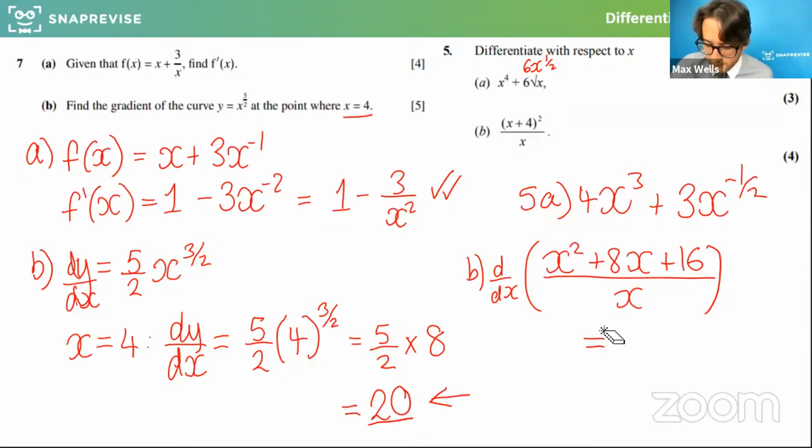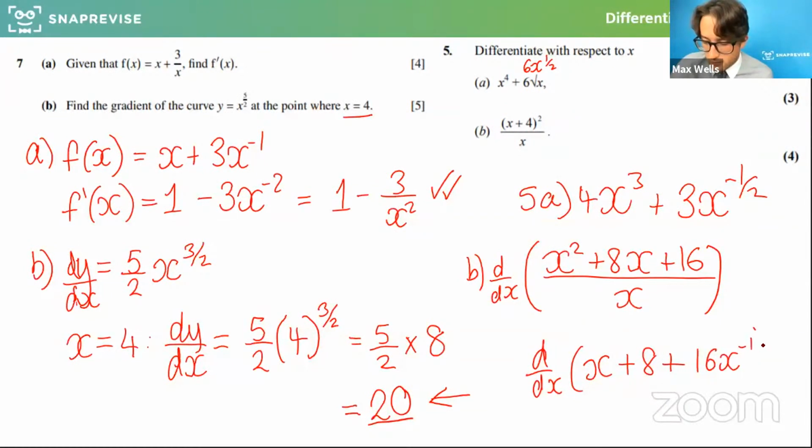And so we're effectively differentiating x plus 8 plus 16x to the minus 1. So when we differentiate it, we get 1 minus 16x to the minus 2. That's the derivative. And well done if you got that.